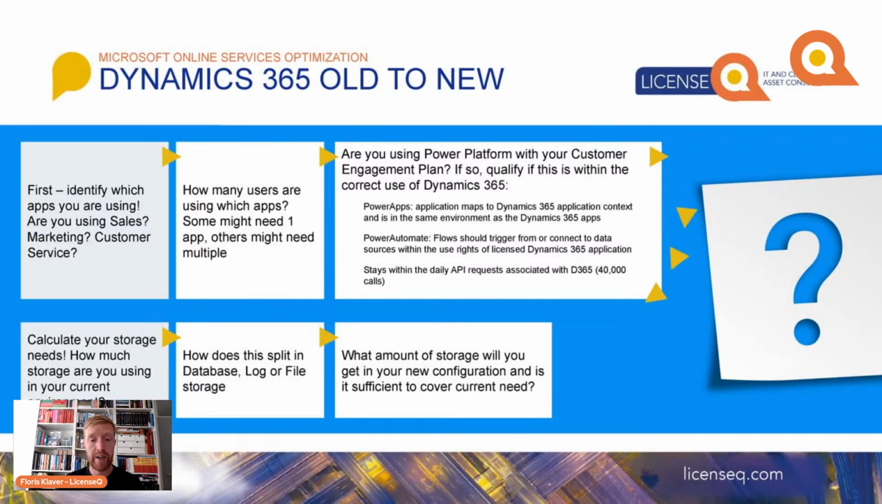Then you need to check if you're using Power Platform with your customer engagement plan, because in the customer engagement plan, you would get a full access Power Apps and Power Automate license. But they changed it so that you can only use Power Apps and Power Automate in conjunction with your Dynamics 365 environment. So you need to check if you created any Power Apps or if you have any flows running that are using services outside of the Dynamics 365 environment. If that's the case, you might need to buy additional licenses for these as well.